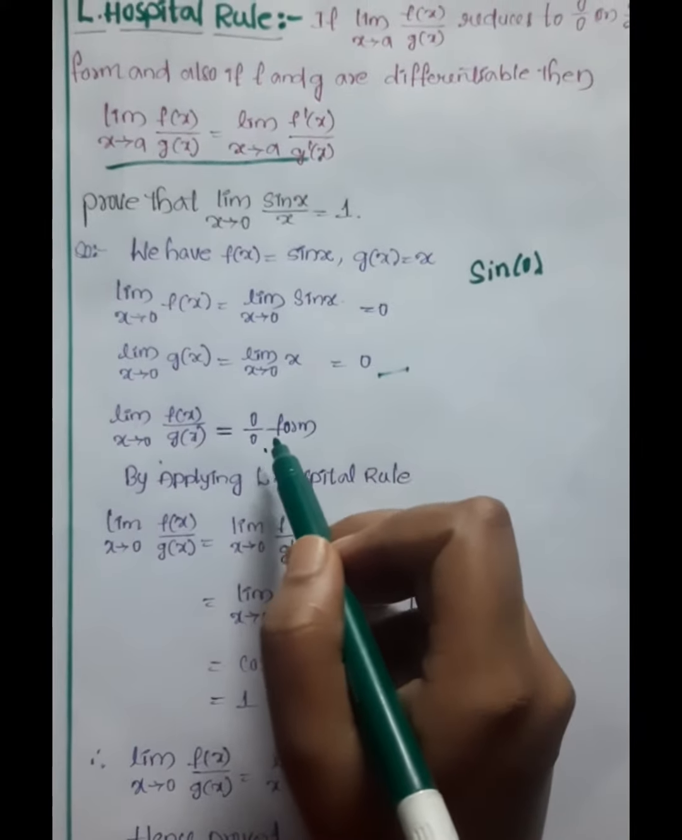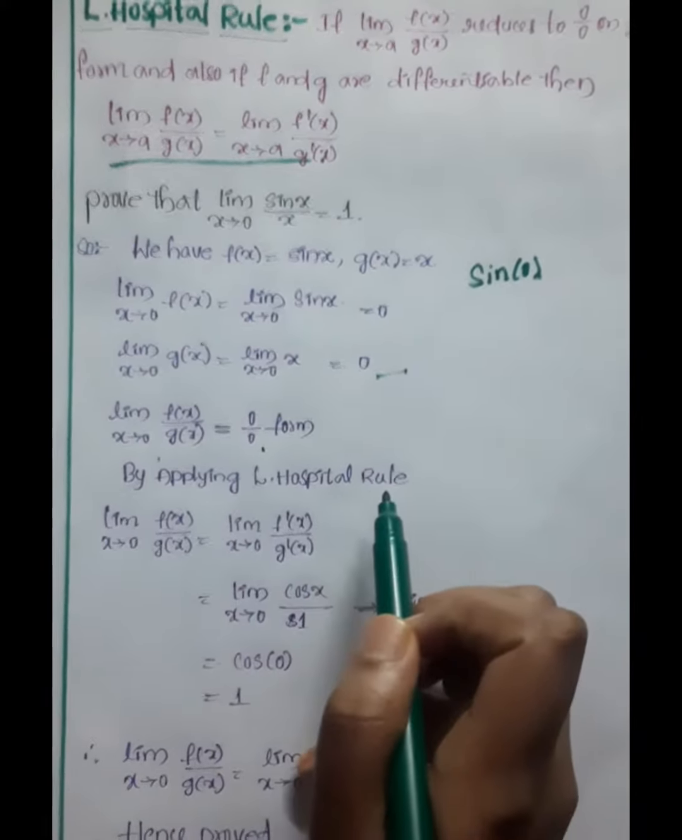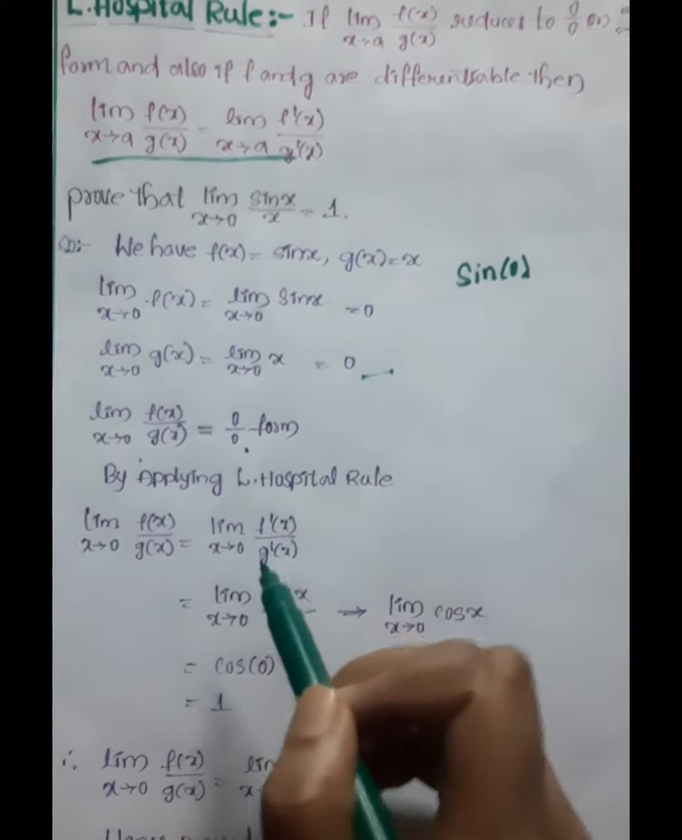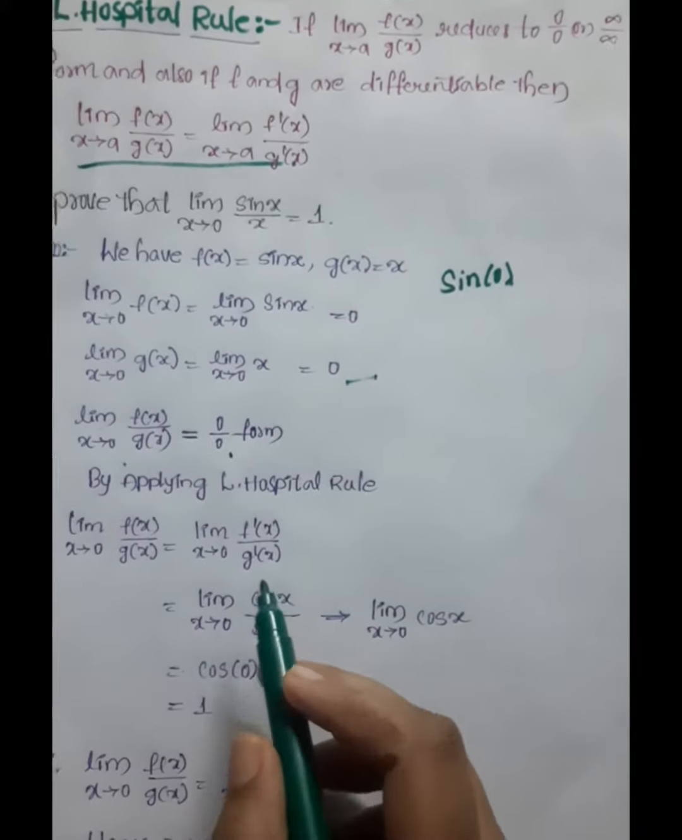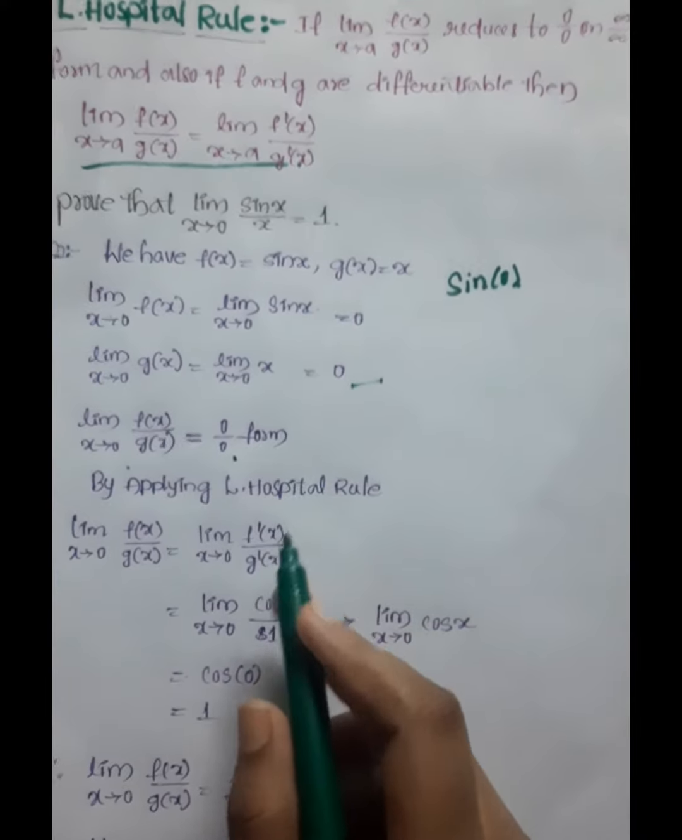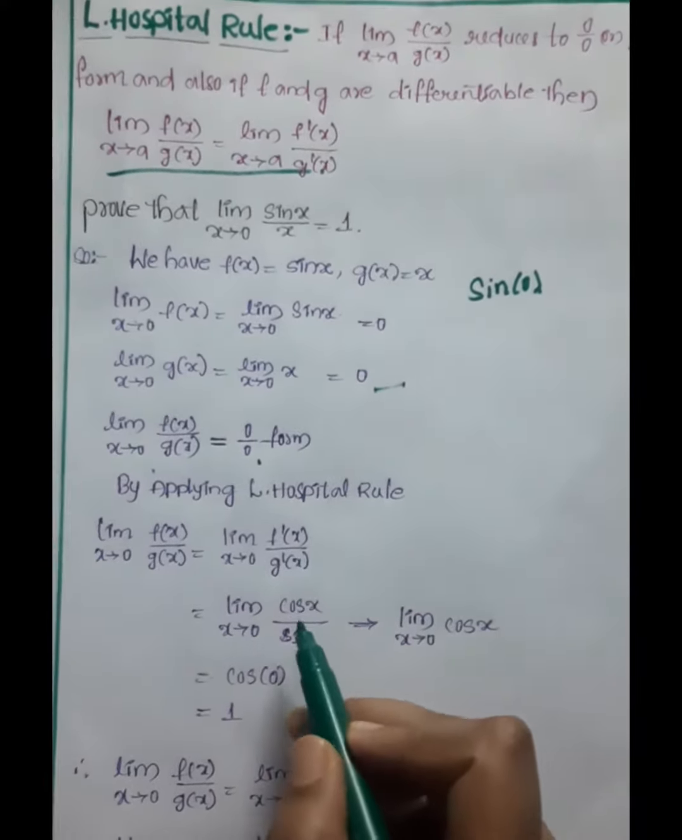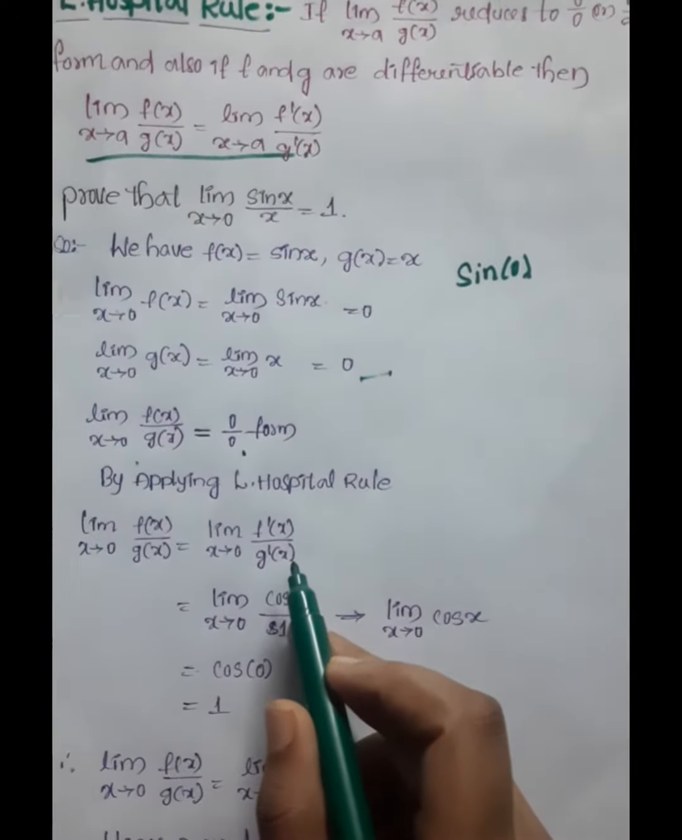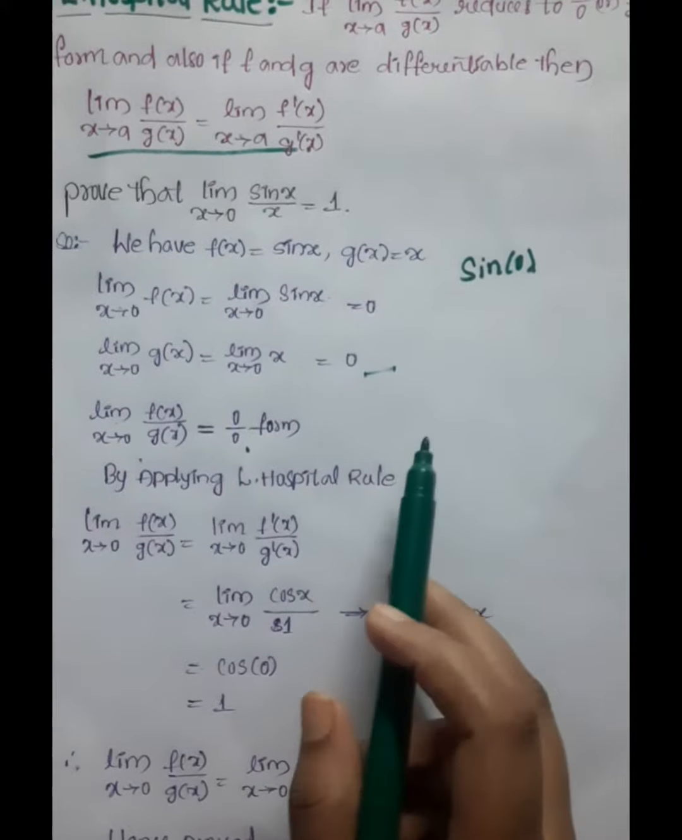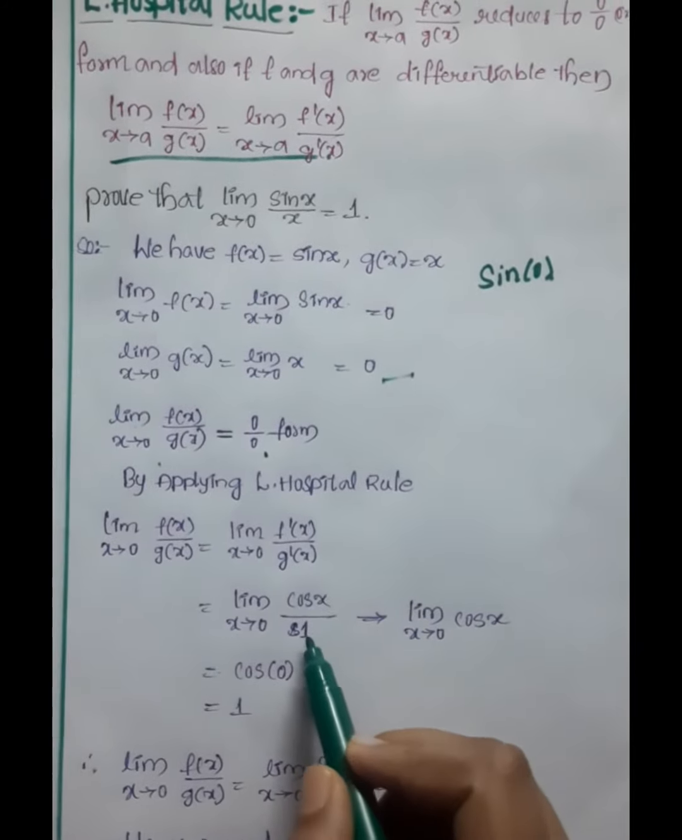So in this case we need to apply the L'Hospital rule, since f and g are differentiable. So we have to differentiate them. f of x is sin x, and the differentiation of sin x is cos x. So I wrote here cos x, and for g dash of x we have to differentiate g of x. g of x is x, so differentiating it we get the value 1.